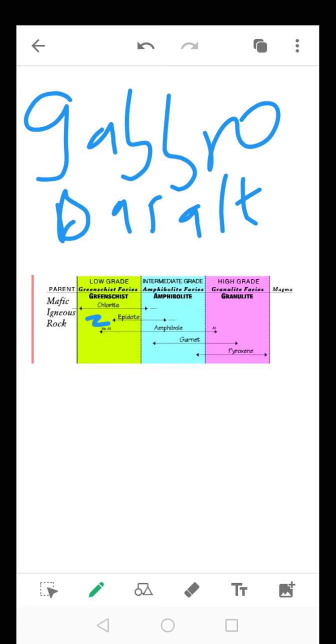And the epidote, even the little bit of the amphibole. As we go to amphibolite, you can see that the dominant mineral is the amphibole. In greenschist, the dominant mineral is chlorite, because it's a green mineral.